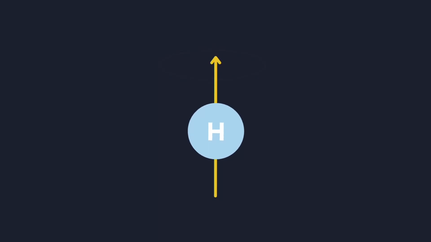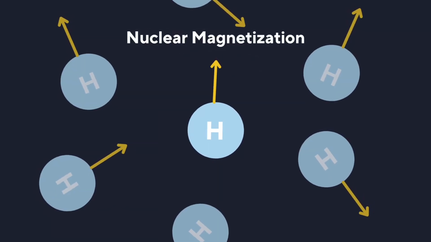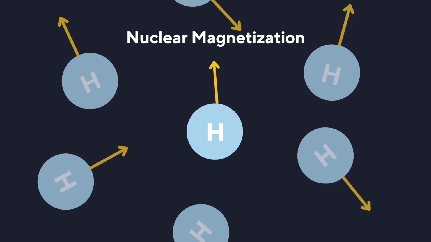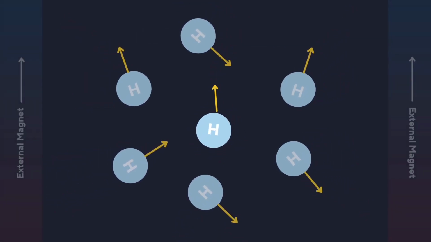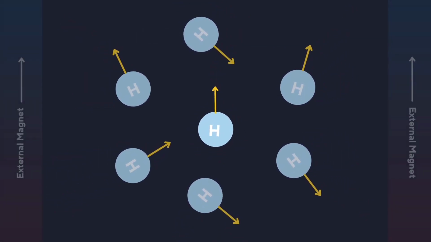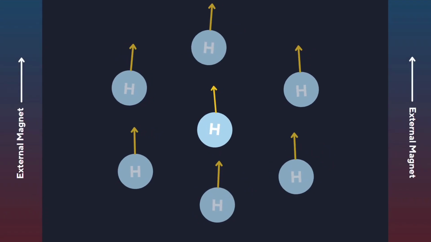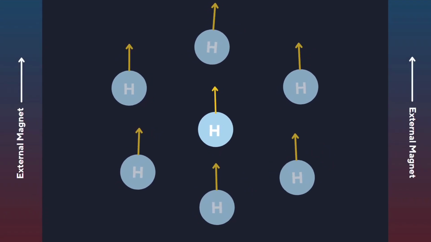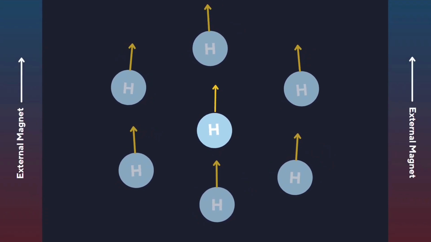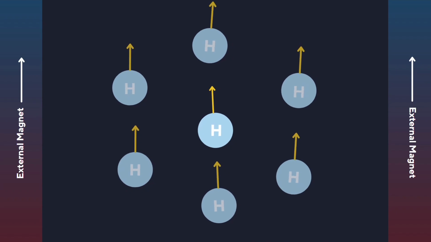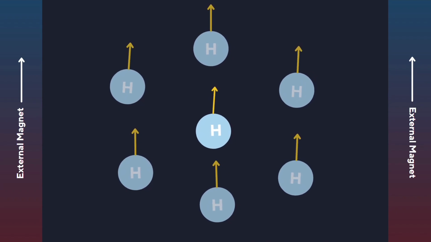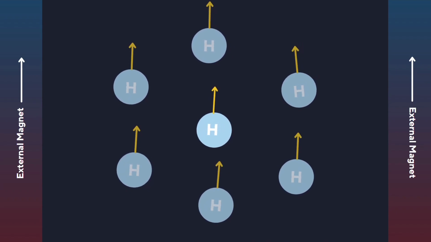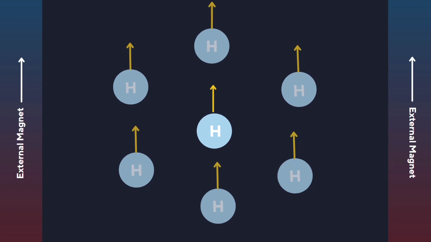MRIs operate based on the fact that we contain so much water. They produce a strong external magnetic field, which our hydrogen atoms become aligned with. The protons in these hydrogen atoms will precess, or spin, in alignment with the magnetic field at a resonant frequency. This alignment occurs along the longitudinal axis.